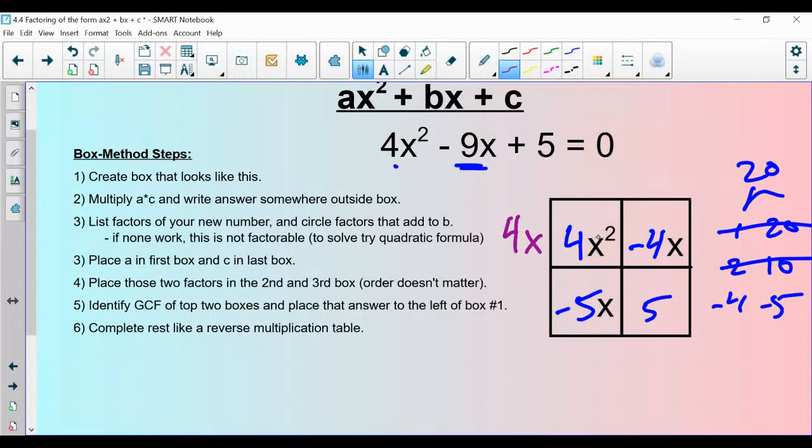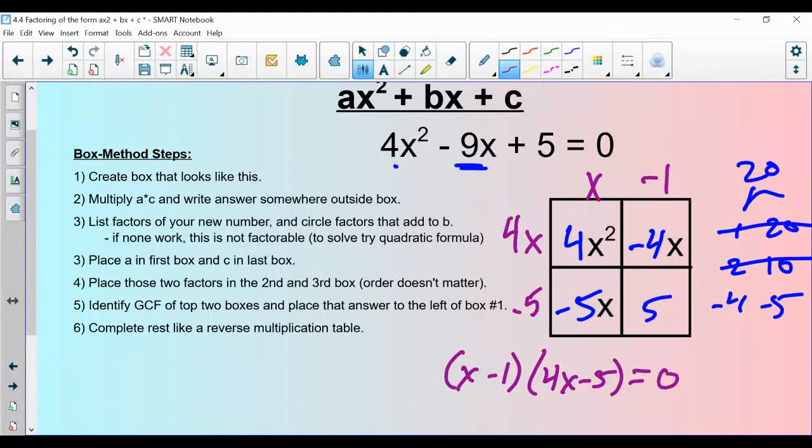4x times what is 4x squared? Hopefully you come up with x or just 1x. Either one would be fine. And then 4x times what is -4x? That would be -1. And x times what is -5x? That would be -5. Get in the habit of making that check. Do these two things multiply to 5? Yes, they do. And so I have factored it correctly. And factored it would look like x minus 1 and 4x minus 5.